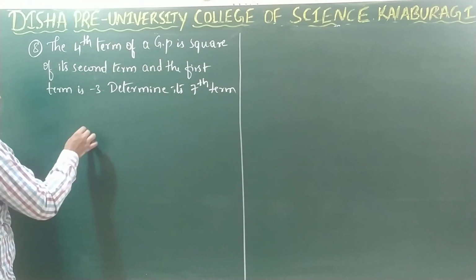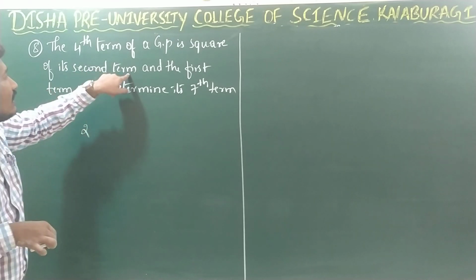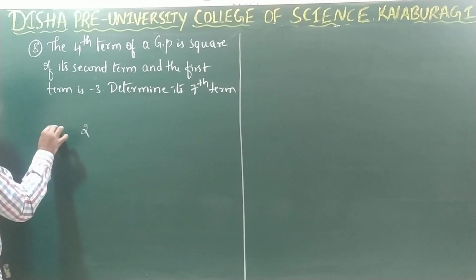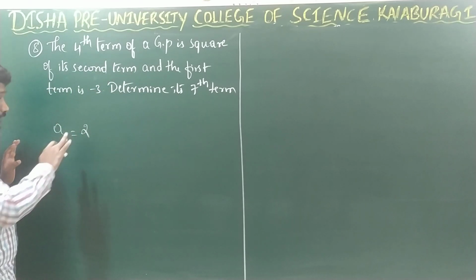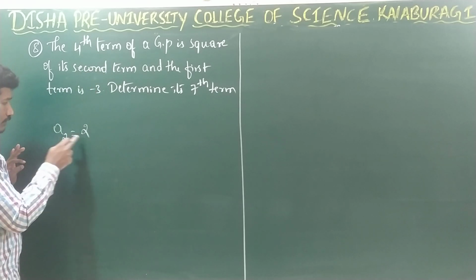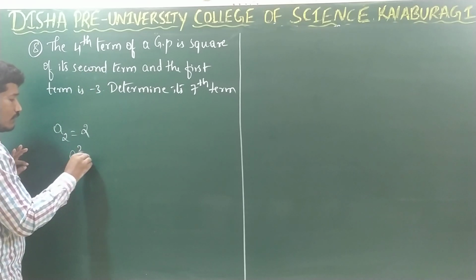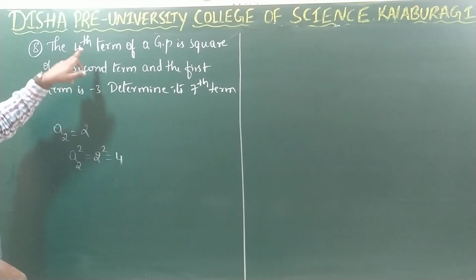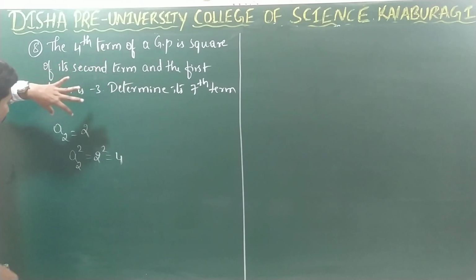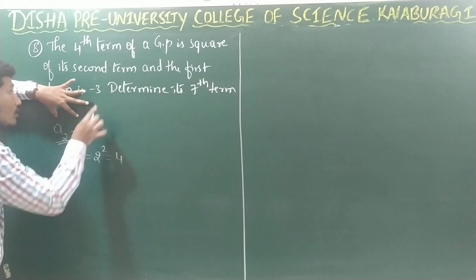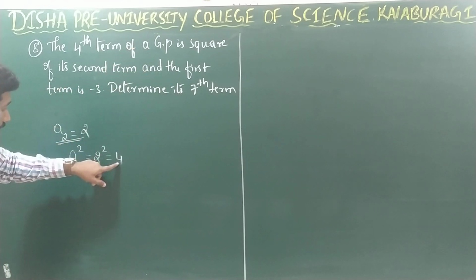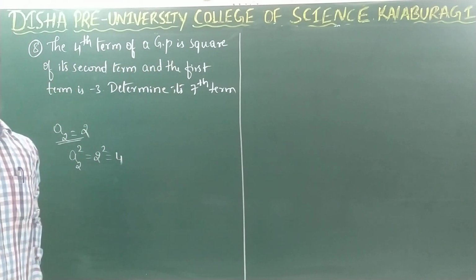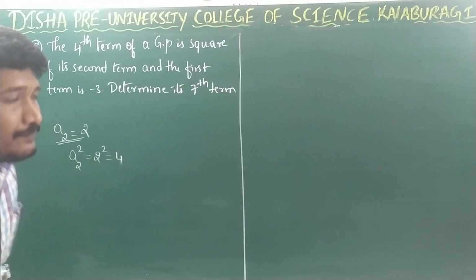For example, assume that 2 is the second term of the GP, that is A2 is equal to 2. Now square this term, so we will square on both sides. A2 square is equal to 2 square. What is 2 square? That is equal to 4. This will be your fourth term. That is, when you square the second term of the geometric progression, the answer you get will be the fourth term of the geometric progression. So I hope you understood the meaning.